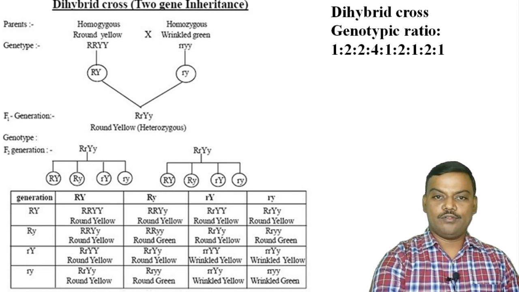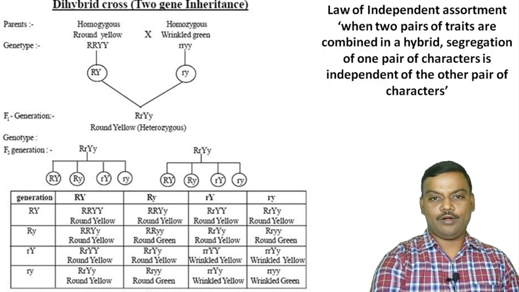So Mendel, based on this dihybrid cross experiment, proposed one more law, called the law of independent assortment. According to this law, when two pairs of traits are combined in a hybrid, the segregation of one pair of characters is independent of the other pair of characters. Because in the dihybrid cross, he selected the shape of the seed as one character and the color of the seed as another character. So both these characters perform independent assortment. That is about the dihybrid cross or two gene inheritance proposed by Mendel.